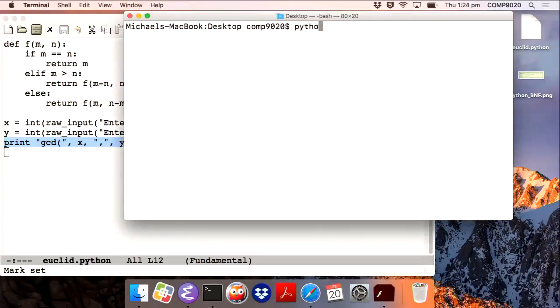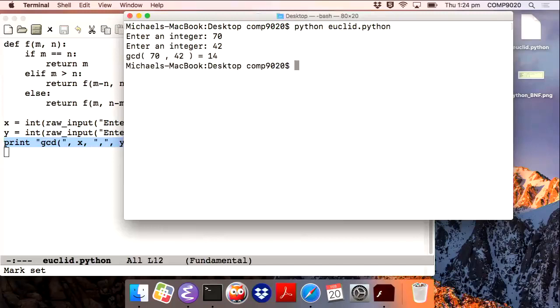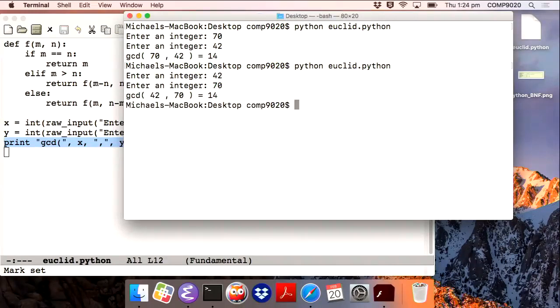Now you can run this program with the Python interpreter. I called it euclid.py. It asks you for an integer, for example 70 and 42, and it computes 14 in exactly the same way as we have computed the greatest common divisor. Of course, if you do it the other way around, 42 and 70, the result would be the same. Now remember that what we said about this proof is that it terminates if we start with positive numbers. m and n have to be greater than 0.